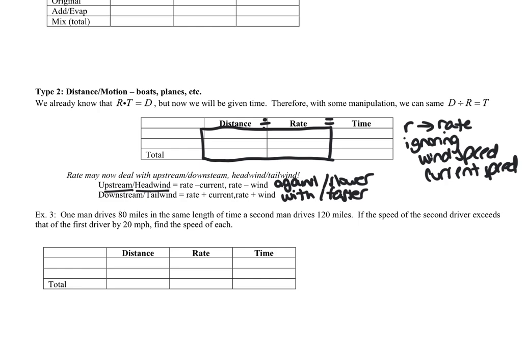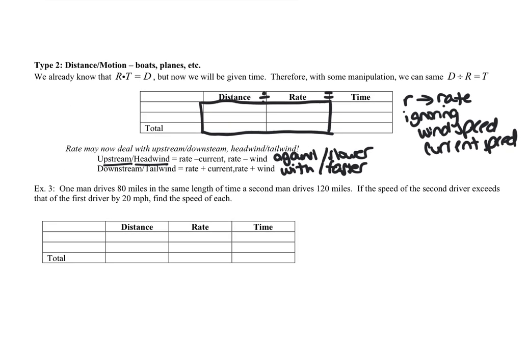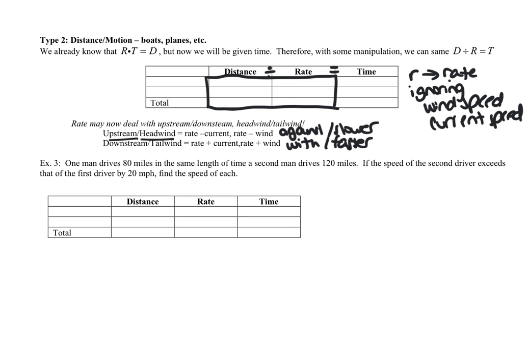The first example doesn't deal with that, so we'll just use R for rate. Again, you can use X, that's fine. So one man is driving 80 miles in the same length of time that a second man is driving 120. So that's clearly the distance. I'm going to call them man 1 and man 2. Man 1 is going 80, man 2 is going 120. Now we don't need to add their two distances together, so we're not going to actually use a total here. We're saying that they're driving those distances in the same amount of time, so we'll talk about that once we get to the time column.